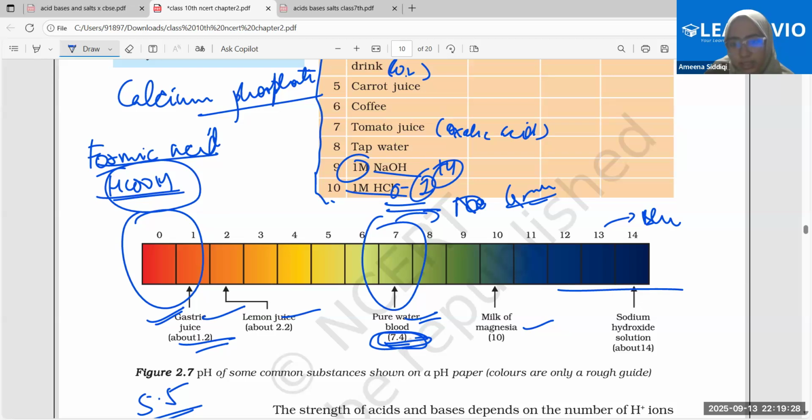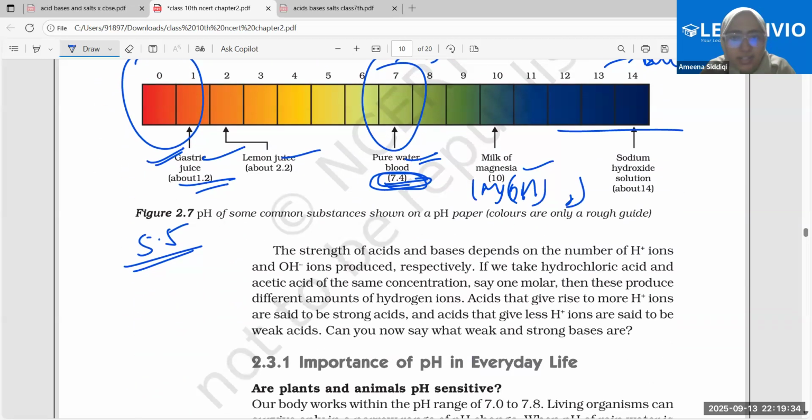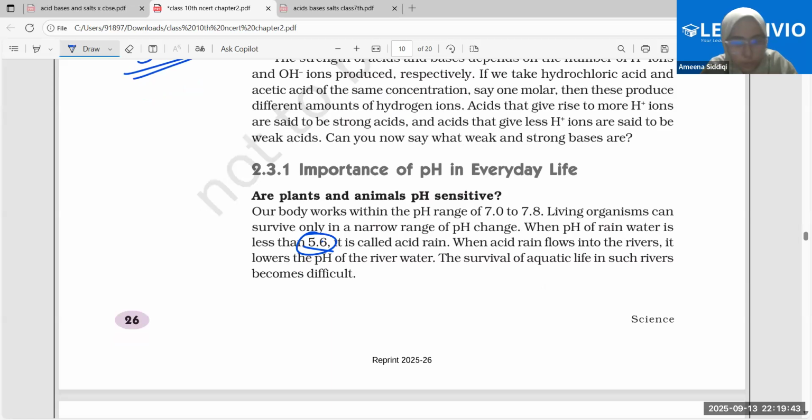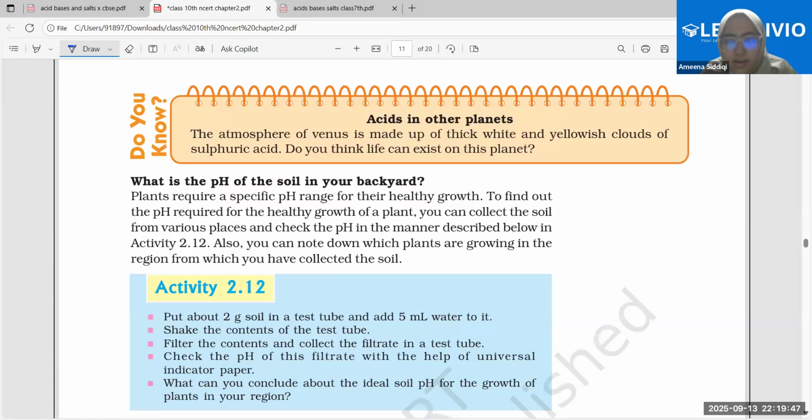Milk of magnesia is nothing but magnesium hydroxide here. What juice is present in the stomach? What acid is present in the gastric juice, Bacho? Pepsin. Is that the dilute form? Yes, dilute form.